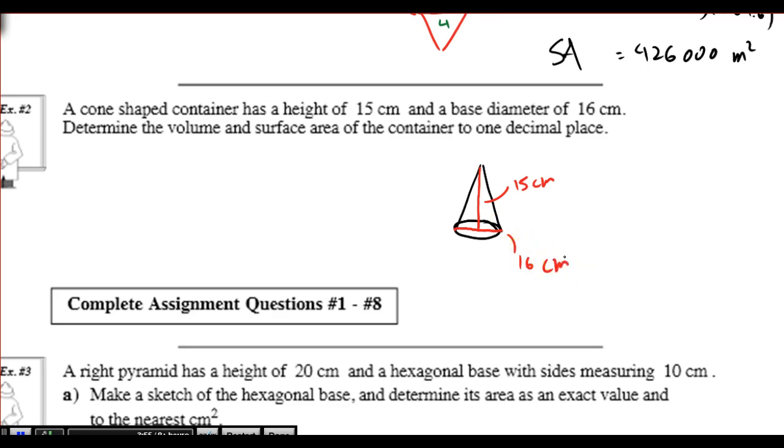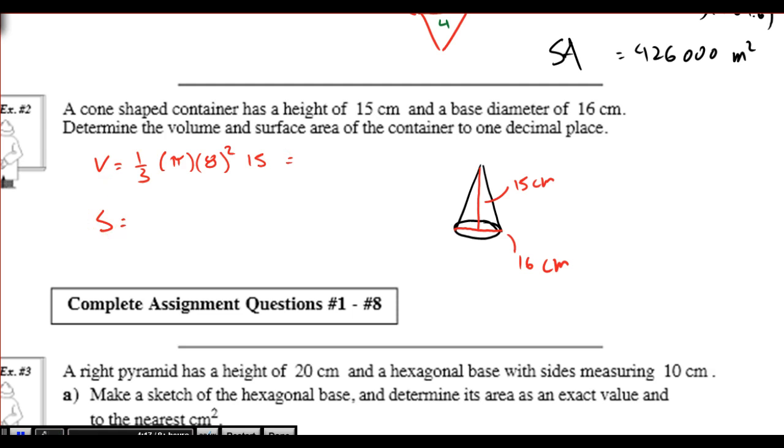Okay, well, the volume is going to be 1/3 again of the area of the base, which is pi r squared, times the height. Pi r squared is going to be pi times 8 squared, and then times the height, which is 15. So that's the volume. You can do that on a calculator.